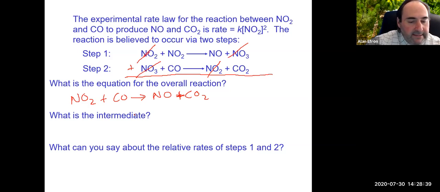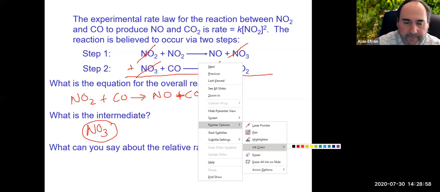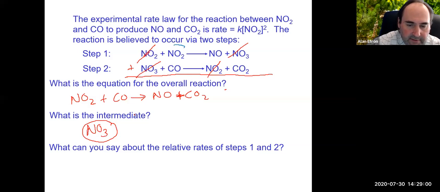Now, what is the intermediate? The intermediate, in this particular case, is NO3. It is only NO3. And you may ask yourself, but wait a sec, didn't I just cancel out my NO2 there? And the answer is yes, you did. But you did not completely cancel it out, right? So the NO2 did survive to the very end. And that makes it not an intermediate.